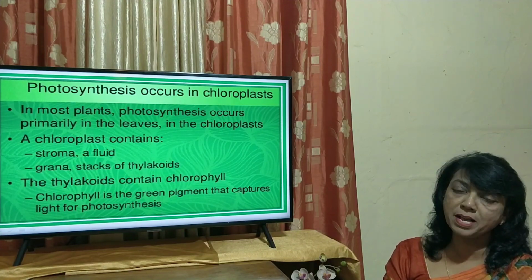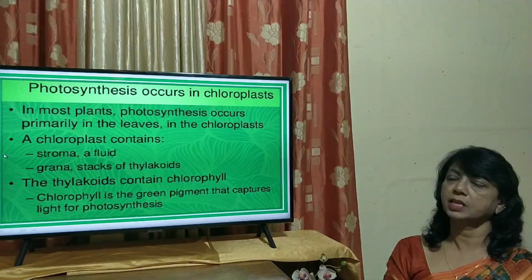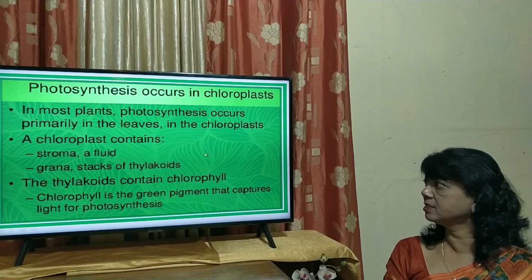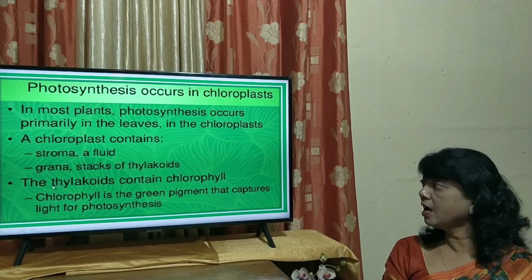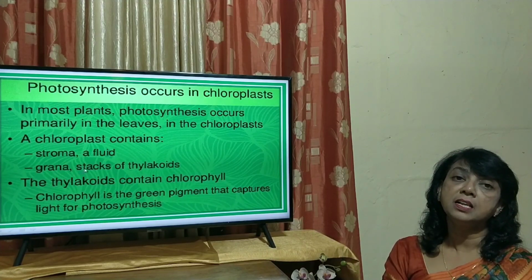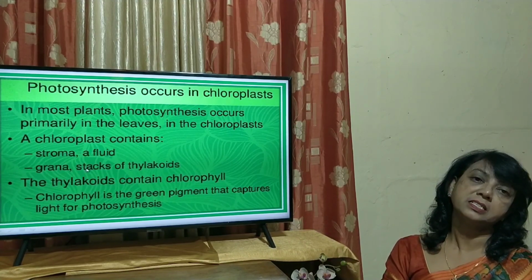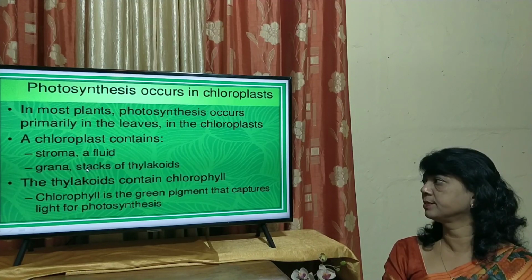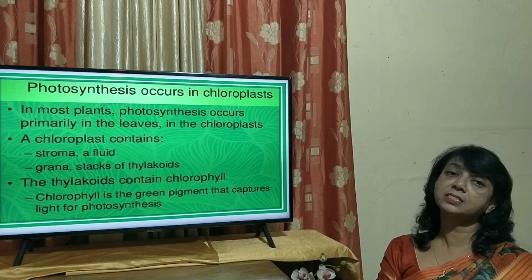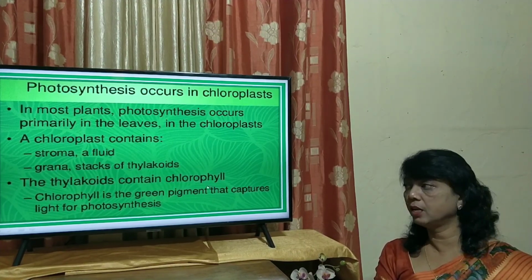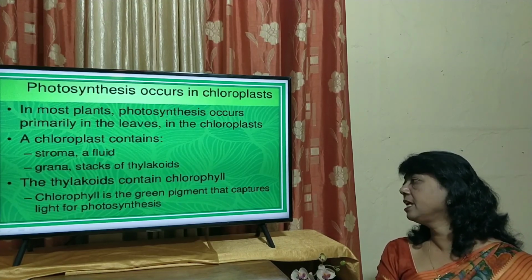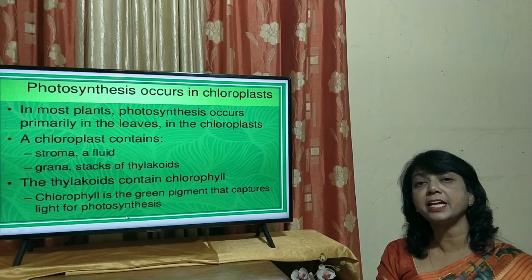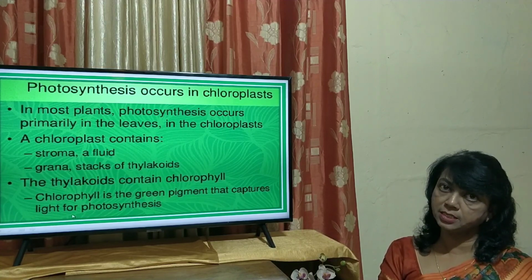And what is a chloroplast? What is the structure of a chloroplast? A chloroplast contains stroma, which is a fluid, and grana, which is made up of stacks of thylakoids. The thylakoids contain chlorophyll. Chlorophyll is the green pigment that captures light for photosynthesis.